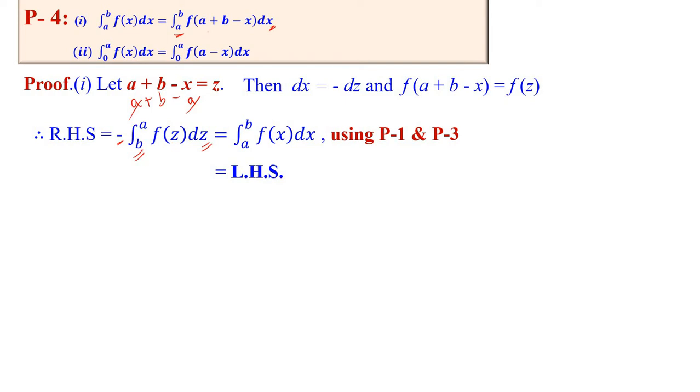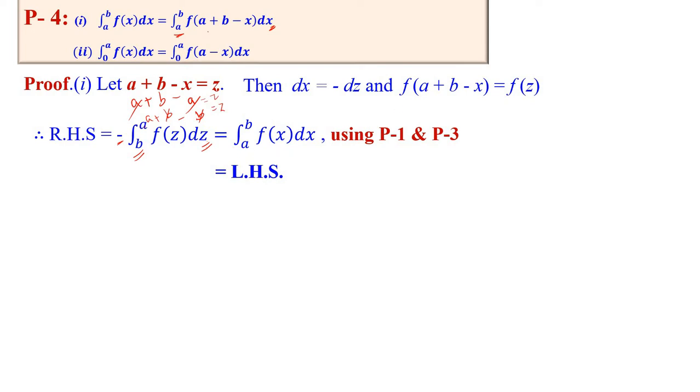The limit should also be changed. So when x takes the value a, what will z be? z will take the value b. And when x takes the value b, we can cancel these two, so that z will be a. So we have z taking the value a whenever x takes the value b. So this is what we have.